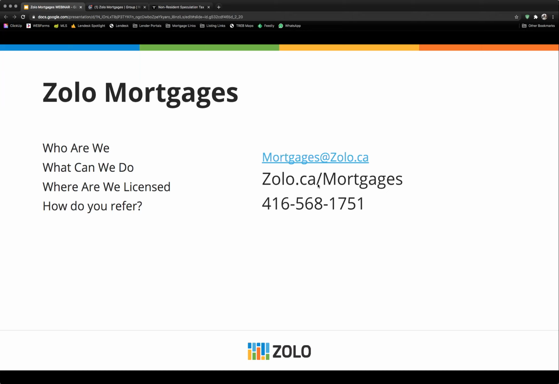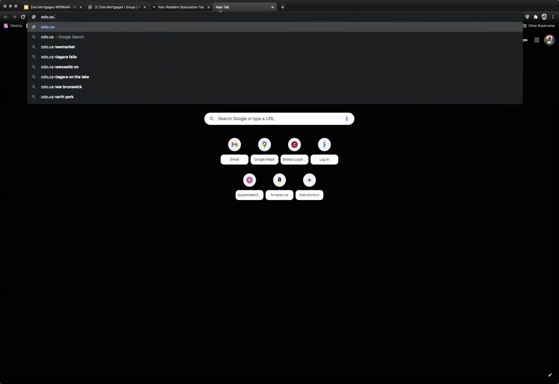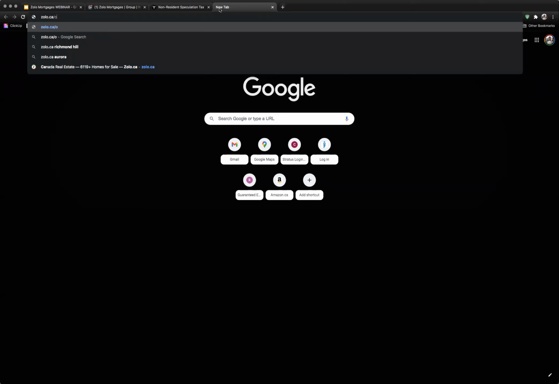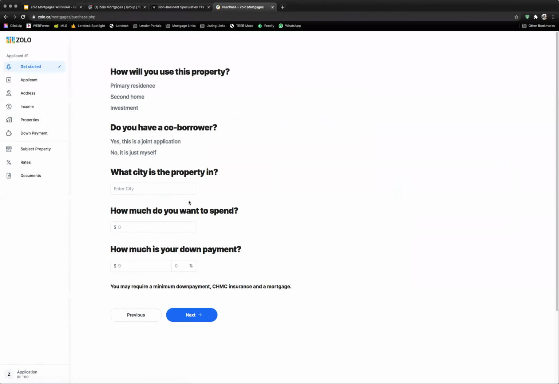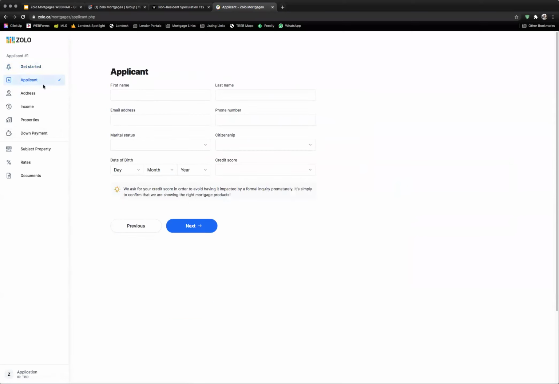If you have a client who's interested in proceeding with an application, this is the website here. It's zolo.ca/mortgages. I'll just bring it up so you guys can see what it looks like. This is our complete application form, so the client can go through the process, and I'll just bring up mine.